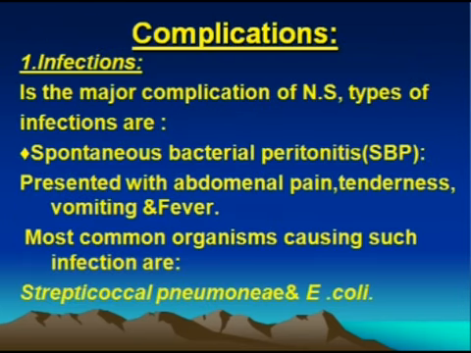Complications. First, we have infection. This is the major complication of nephrotic syndrome. Types of infection include spontaneous bacterial peritonitis, which will present with abdominal pain, tenderness, vomiting, and fever. The most common microorganisms that cause this infection are Streptococcus pneumoniae and Escherichia coli.